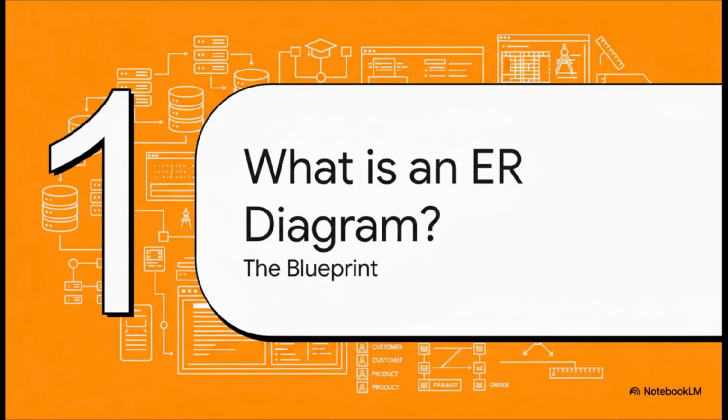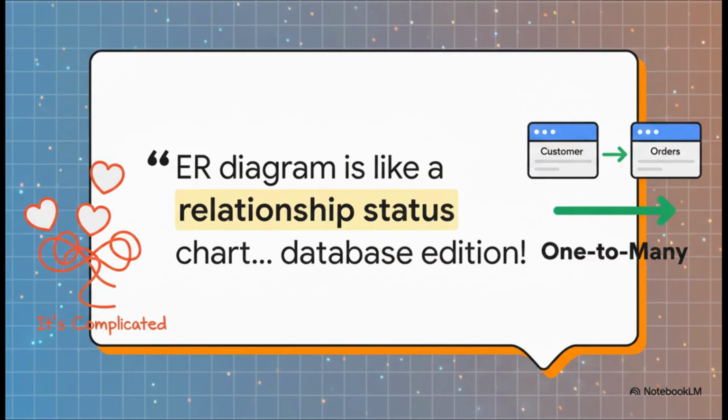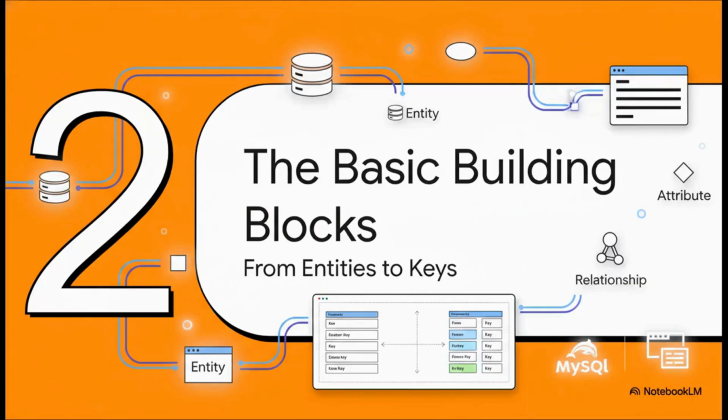So what is this blueprint we keep talking about? Let's take a second and break down what an ER diagram really is. At its absolute core, an ER diagram is a visual map. It lays out all your entities, which are just your tables, and, way more importantly, it shows the relationships that connect them. You can see exactly how data flows and interacts across your entire system. And to make it even easier to remember, you can think of it like this. It's a relationship status chart, but for your database. Instead of seeing "it's complicated," you'll see a nice, clean, one-to-many relationship. A lot clearer, right?